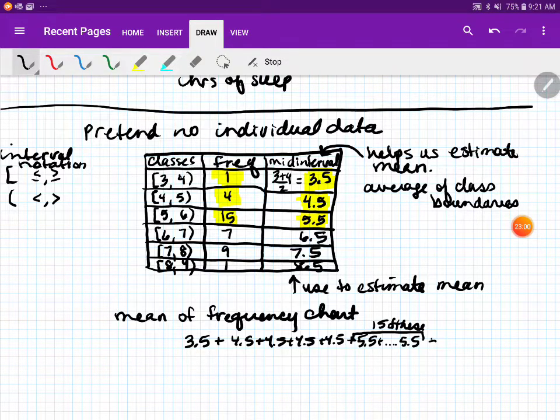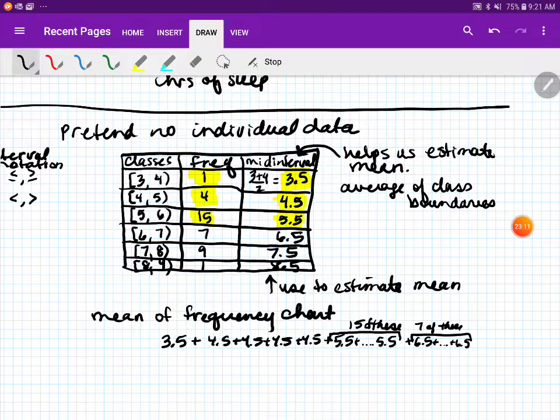15 of these, plus 6.5, I've got a bunch of 6.5s. How many of those do I have? I have 7 of these. And then I have 7.5s, right? So 7.5 plus a bunch of 7.5s. I have 1 8.5. How many of the 7.5s do I have? I have 9 of them.